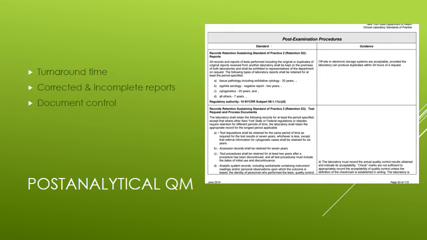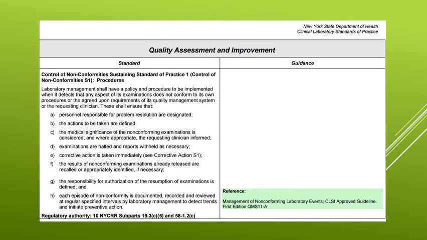The things that we're really talking about with post-analytical quality management, turnaround time is always going to be part of it. Of course, that includes the other areas, but the turnaround time is measured from order to result. That's what they're looking for. How long does it take me to get my result once I order it? Then other things that they're looking for: corrected or incomplete reports and document control. These are all things that have to be measured and maintained. And then this is just another standard, again, just to give you an idea of what they look like and how to read them.